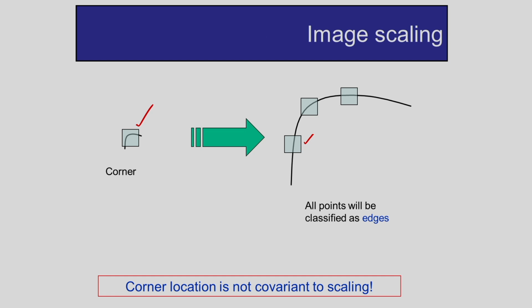So, I am explaining this: I am considering one corner, and after this I am doing the scaling. After scaling I have this edge, you can see, and I am considering one window function. In this case, if I apply this window function and consider the Harris corner detector principle, then what will happen? All the points will be classified as edges. So, that is why the corner location is not covariant to scaling.